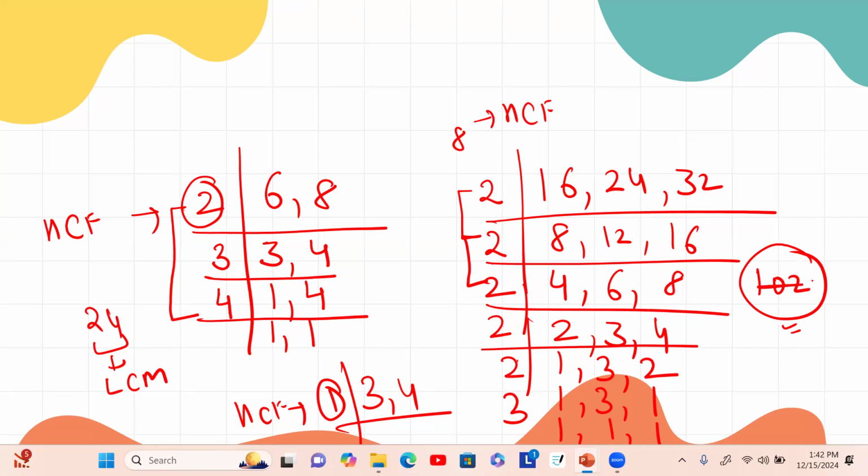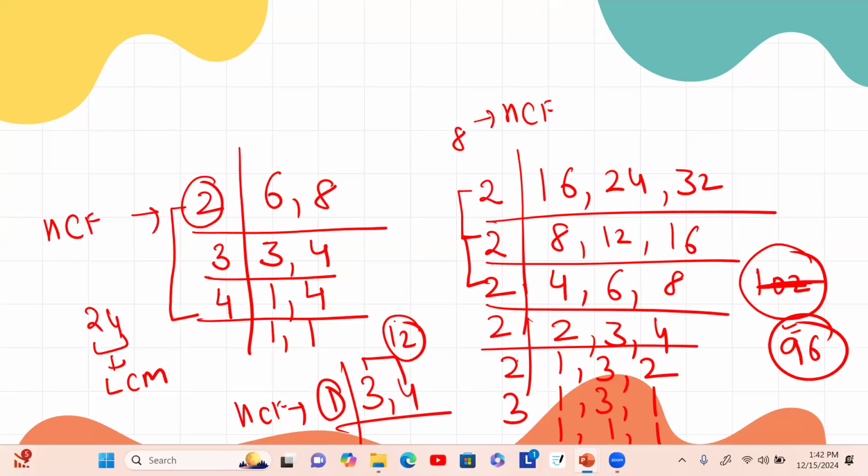Sorry, 96, not 102. Right? So by the same method, you can find HCF. By the same method, you can find LCM. LCM of these two numbers will be 12. Clear? So this is all about HCF, LCM.